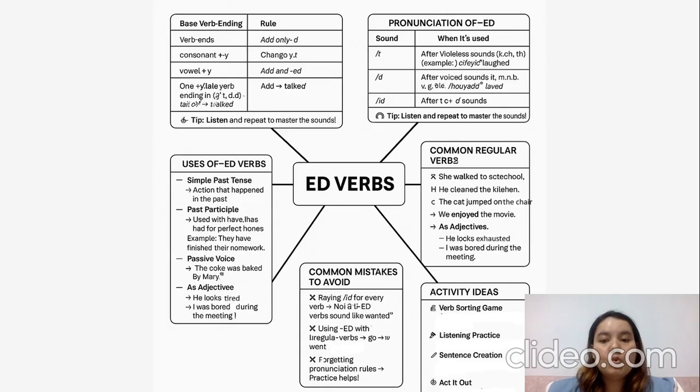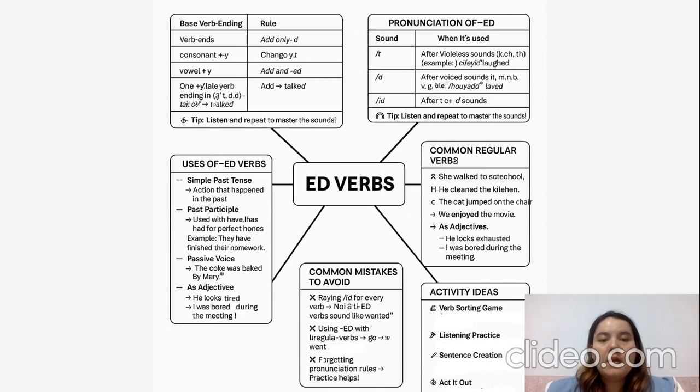Example, I was bored. Common mistakes include using "ed" with irregular verbs, like got instead of went, and pronouncing all "ed" endings the same. Practice, games, and listening activities can help learners master both the spelling and pronunciation of regular verbs.